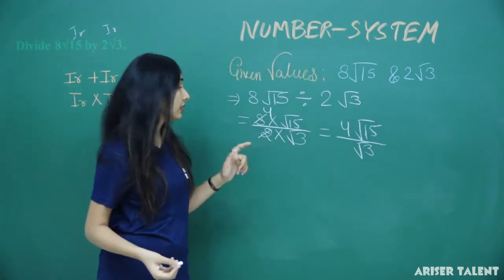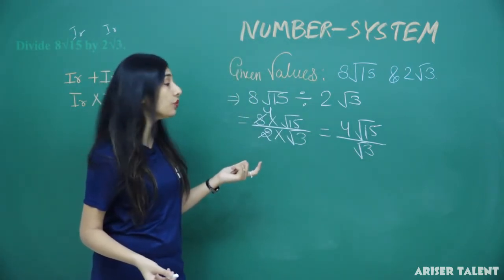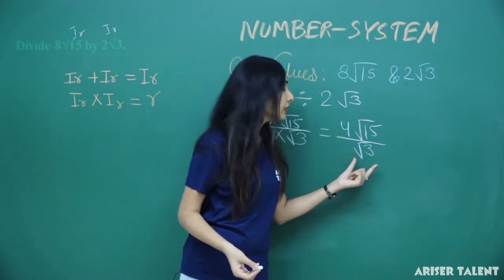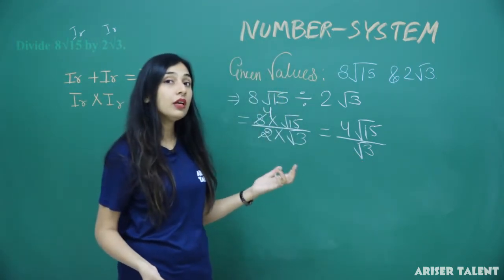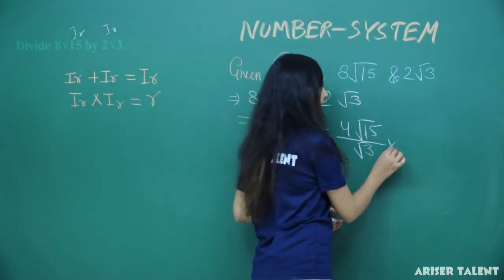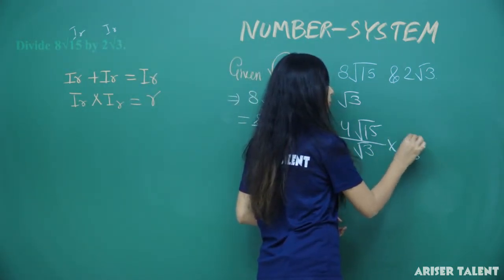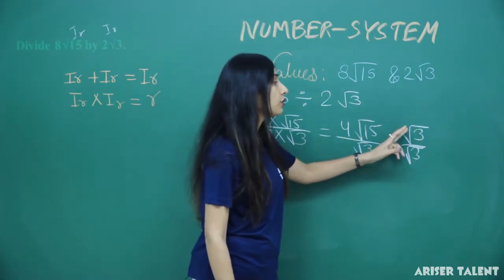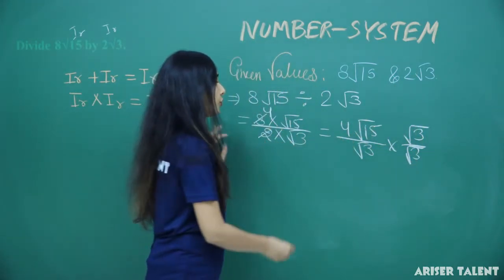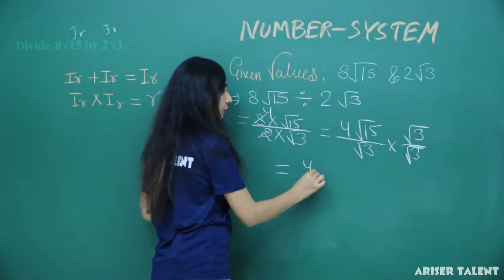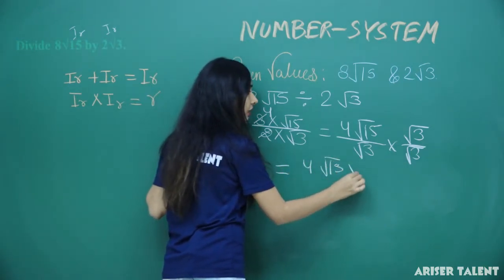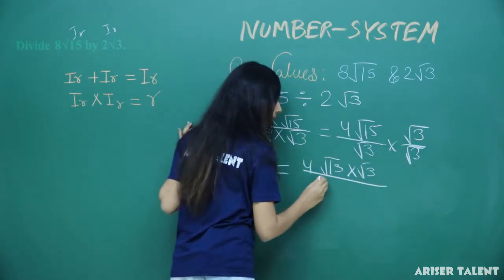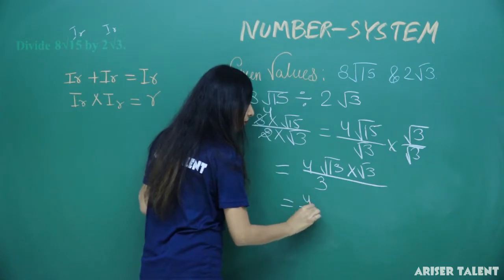Now what you can do, as I have told you, is make sure that the denominator, if it can be done, will not have any root. So I will be multiplying and dividing it with root 3. Root 3 upon root 3 is 1, so the value will not be changed. Now 4 root 15 multiplied by root 3 upon root 3 is 3. So that will be 4 by 3.